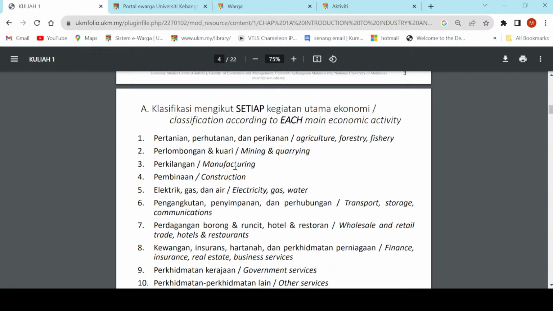main economic activity, manufacturing. Construction, electricity, gas and water, transport, storage and communication, wholesale, retail trade, hotels and restaurants together, finance, insurance, real estate, and government services and other services. These are the 10 groups. Where are they from? See next slide. I got this from how Malaysia classified economic activities. This is from here.